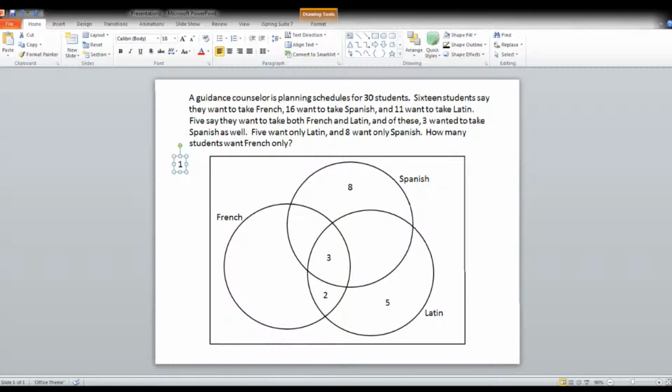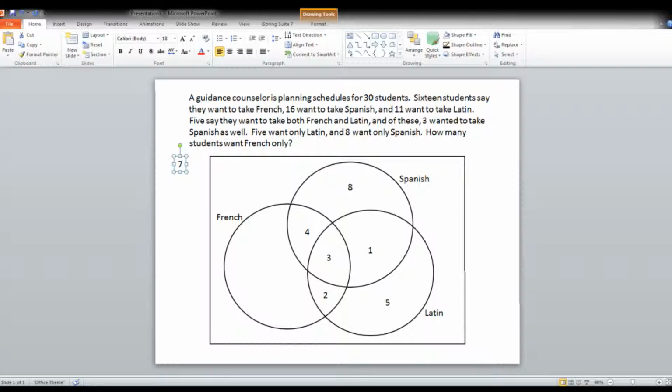So that means I have this number here. Now I can look over at the Spanish space, and I have 1 missing space for Spanish. There are 16 students who want to take Spanish, so 8 plus 3 plus 1 is 12, and 16 minus 12 is 4. Now I have 1 missing blank space in French, and I know that the entire French circle has to add up to 16. So 4 plus 3 plus 2 is 9, and 16 minus 9 is 7.